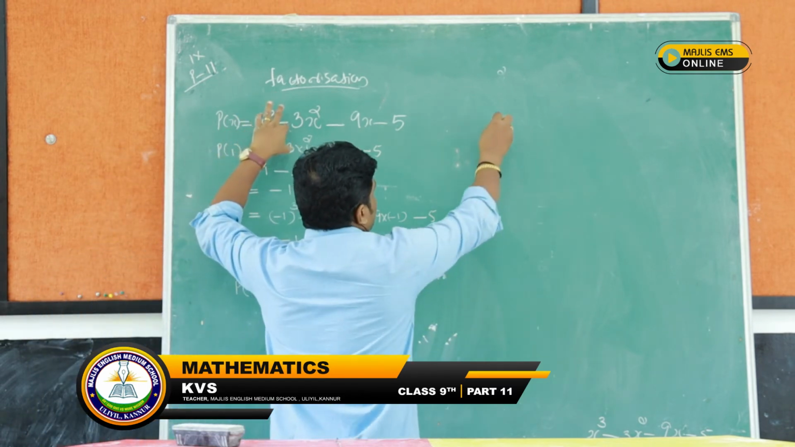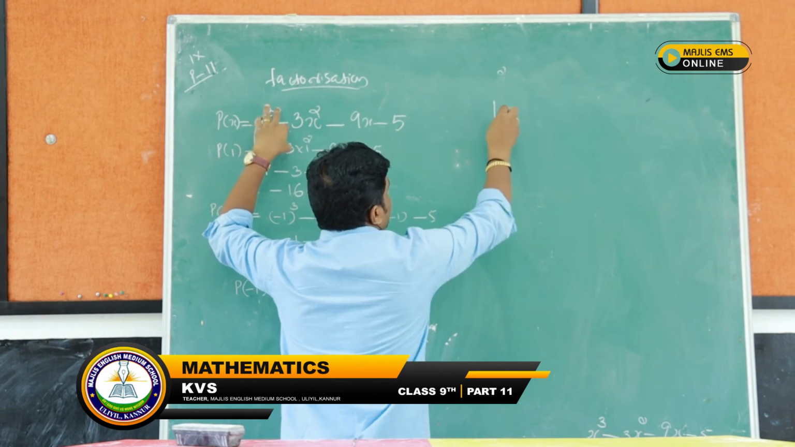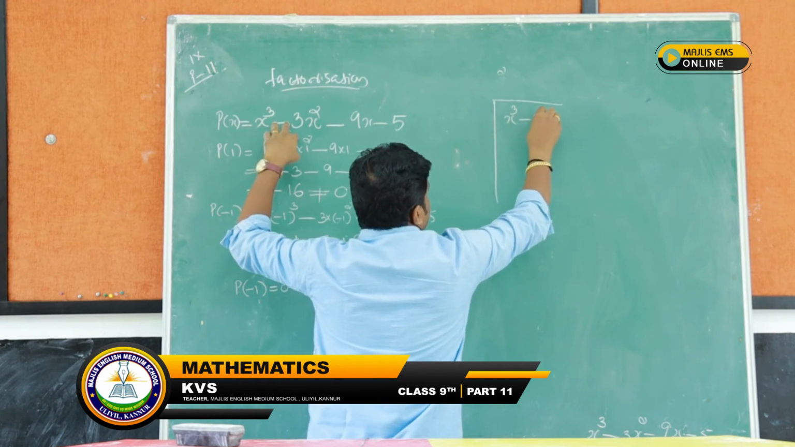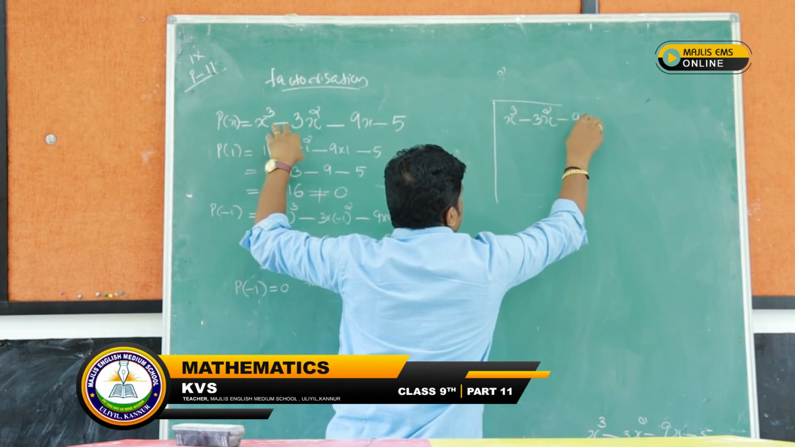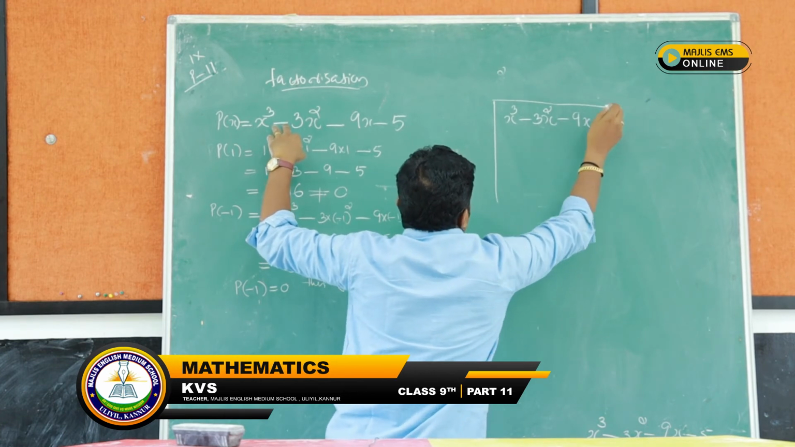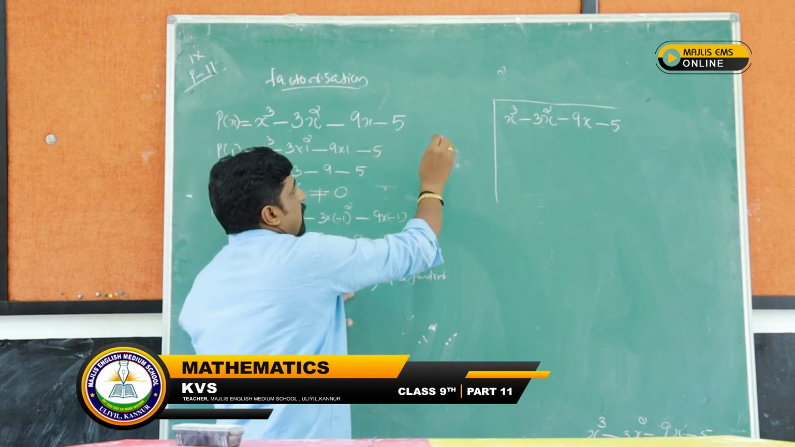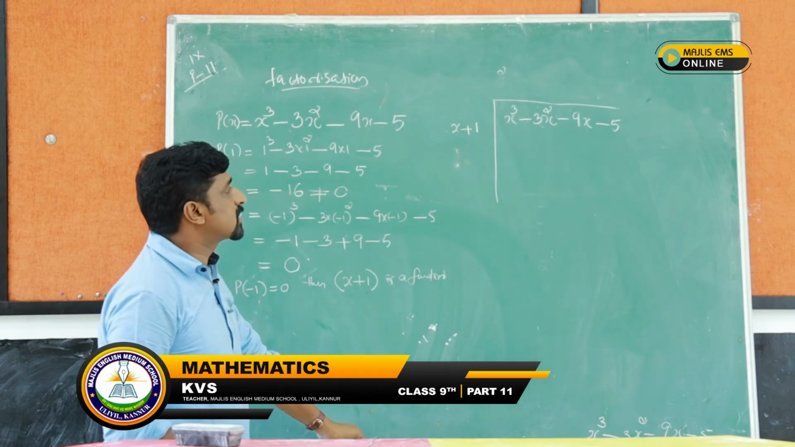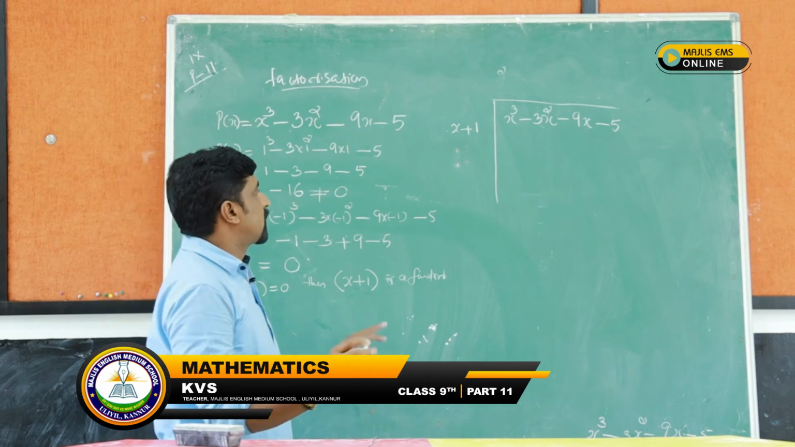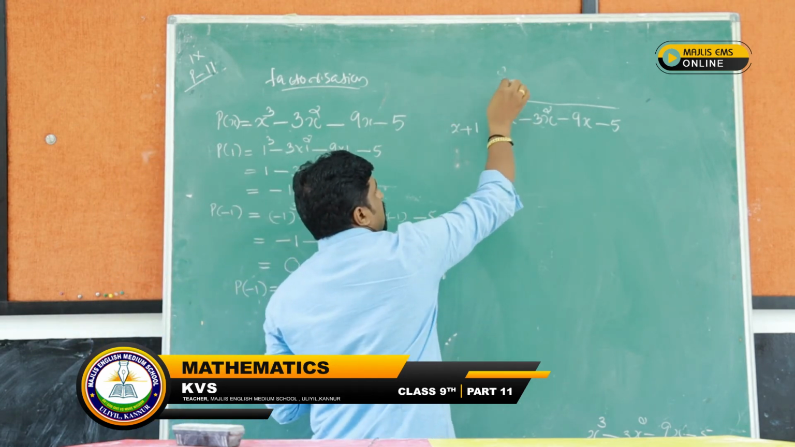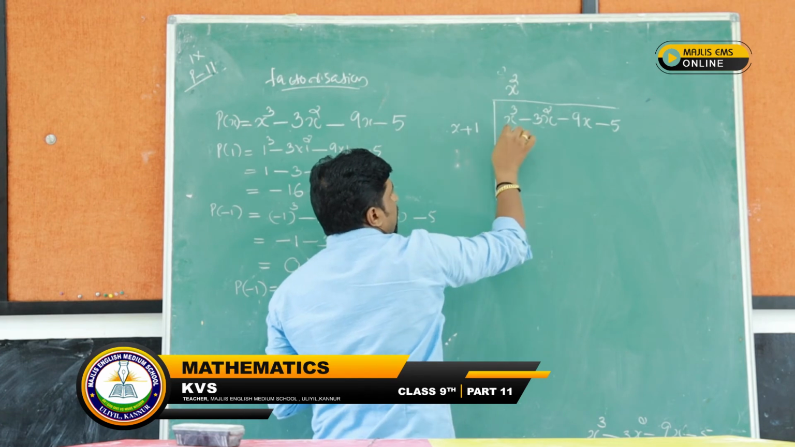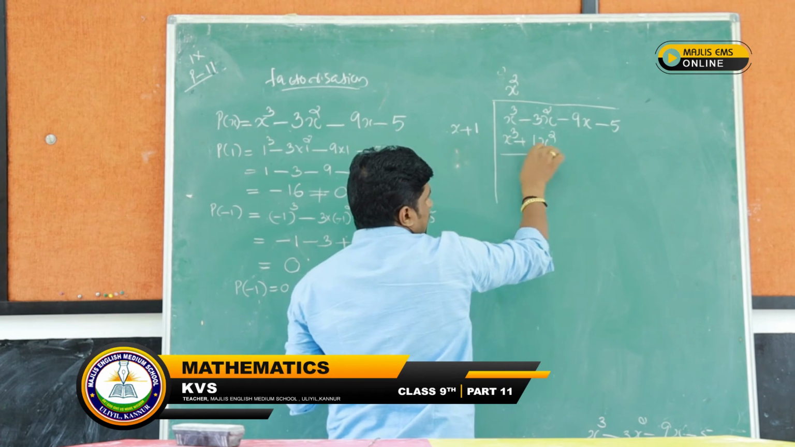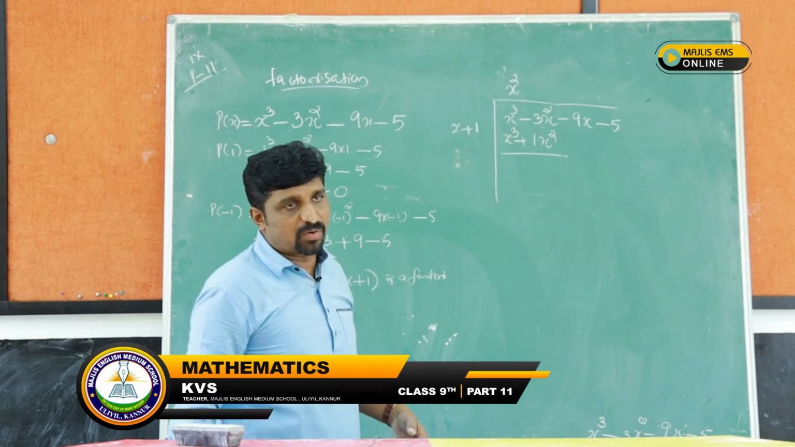The question can be divided. Therefore, x cube we can divide properly. That is x cube minus 3x square minus 9x minus 5, dividing by x plus 1. Normal division: first term by first term, that is x square. x square into x is x cube, x square into 1 is x square. Everyone knows the division, otherwise you can practice the division, I already told you.